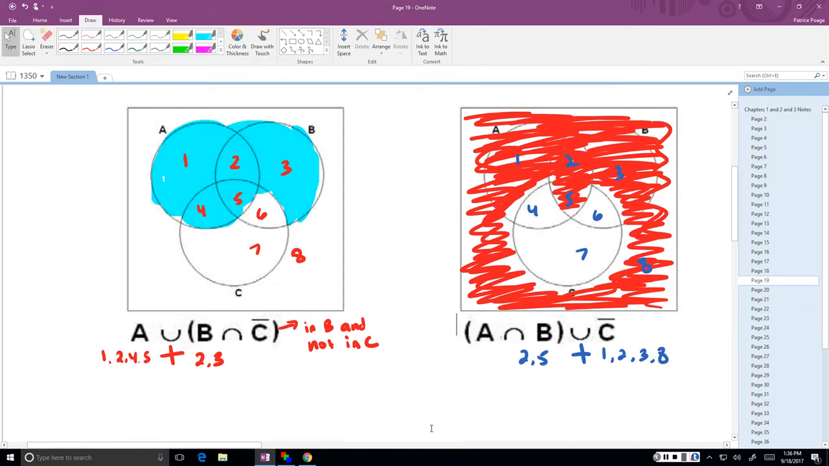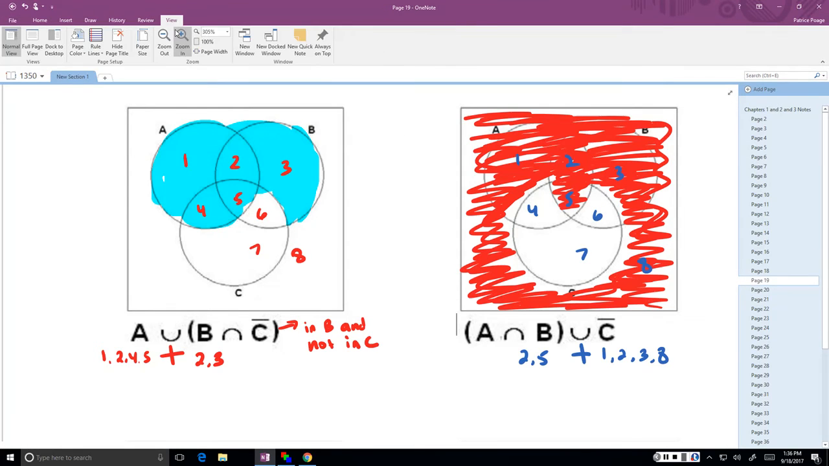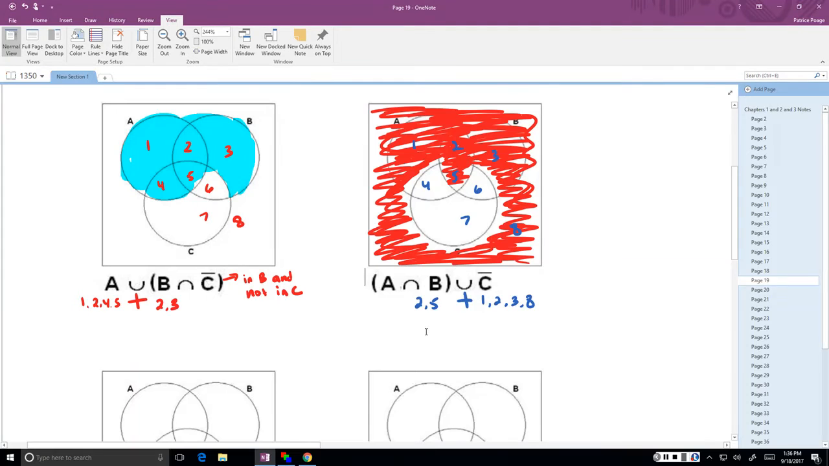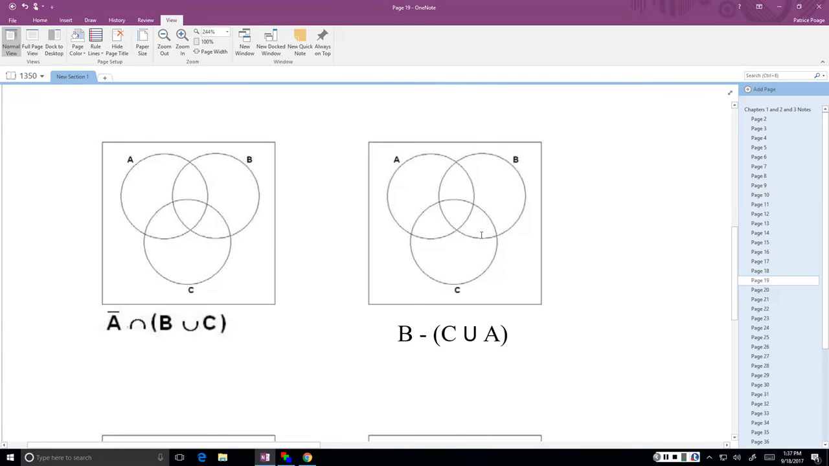Questions on that one? Okay, if it's not in circle C, here's circle C, 4, 5, 6, 7. So the numbers not in C are 1, 2, 3, 8. You with me? So I definitely, because of the union, it's plus. That means I shade both sides even if they don't get along. So I shade 1, 2, 3, 8 for the not C. And then for the A and B, I shade 2, 5 for that one. You with me, Hannah? Yes?